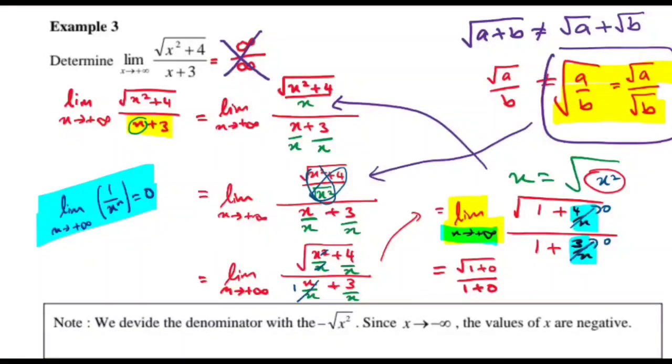Look at the latest step. This is just square root of 1 plus 0 over 1 plus 0. There's no more x, so we don't have to write the limit word and x approaching infinity anymore. Simplify this, you get square root of 1 over 1, and this is just 1. That's your value of the limit for example 3.